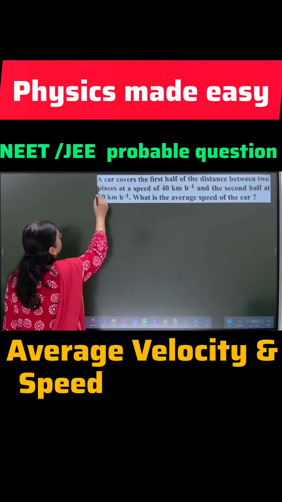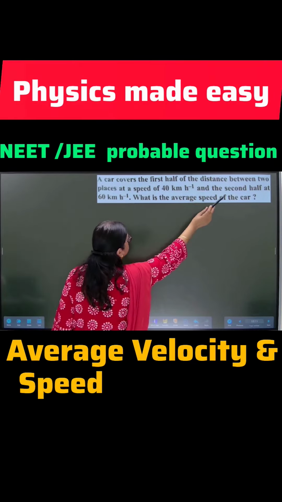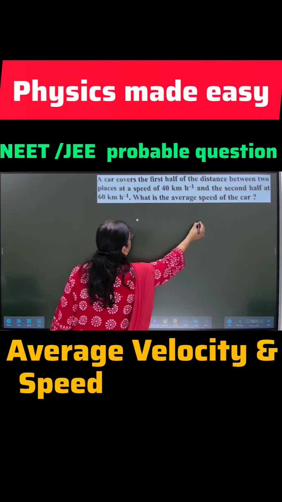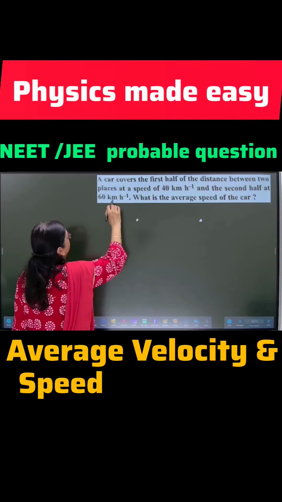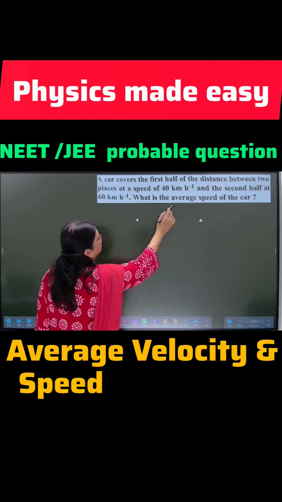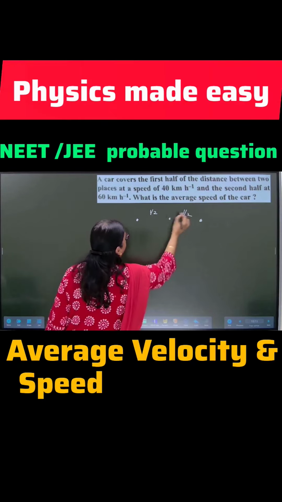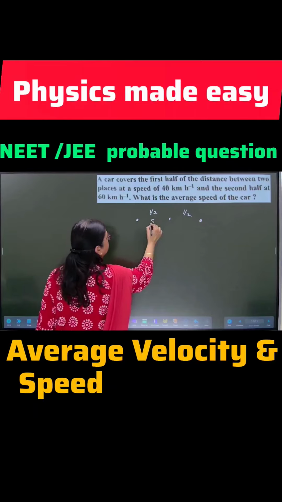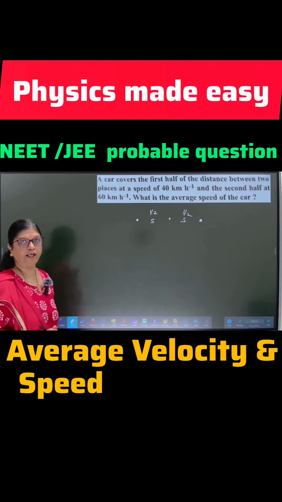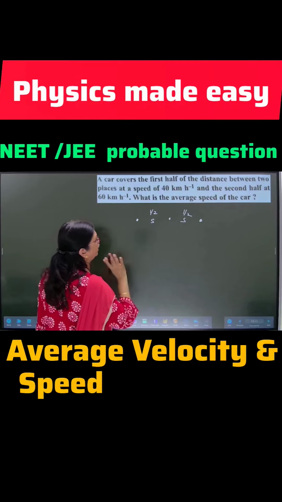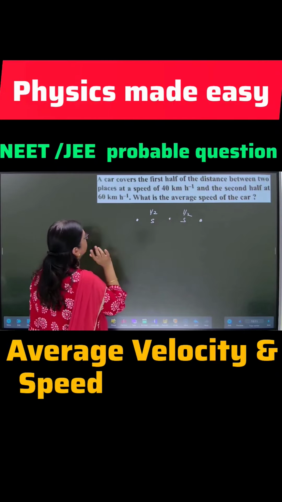A vehicle, we have a car, covers the first half of the distance between two places. So let us show the places as two dots, at a speed of 40 kilometers per hour, and the second half. So this is our first half, this is our second half. The distances are same here. S and S, same distances both are having, and the second half at 60 kilometers per hour.